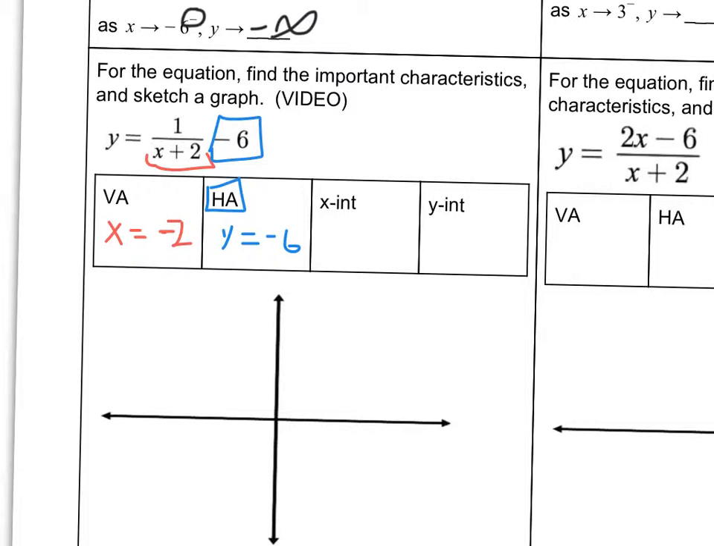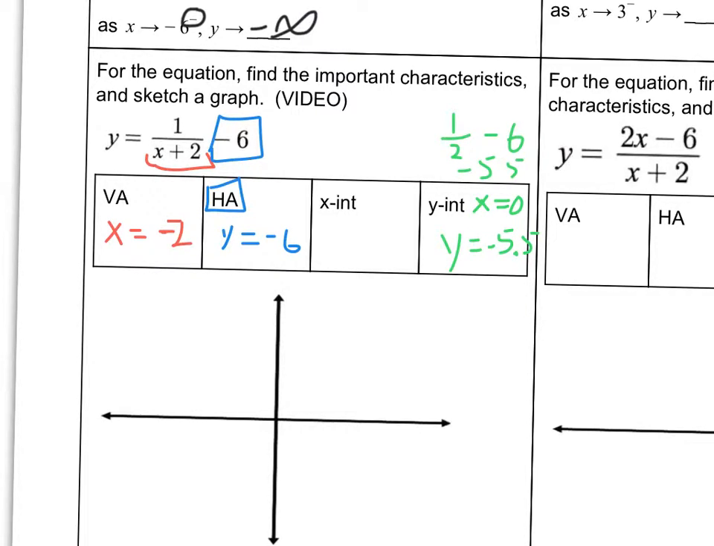The x-intercept, that's the hard one for us to find. The y-intercept is where x equals 0. I'm going to come back to the x-intercept in a minute. So that would be 1 over 0 plus 2 is 2, minus 6, which is negative 5.5. So y equals negative 5.5.